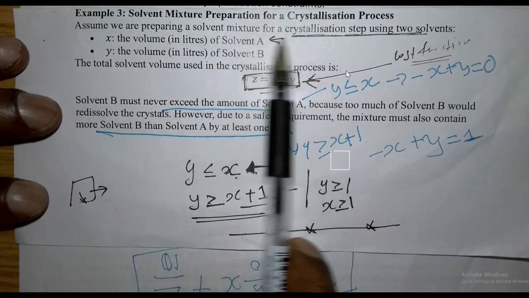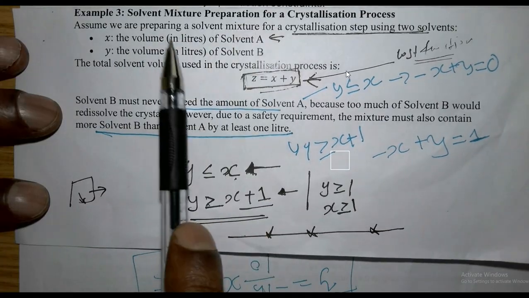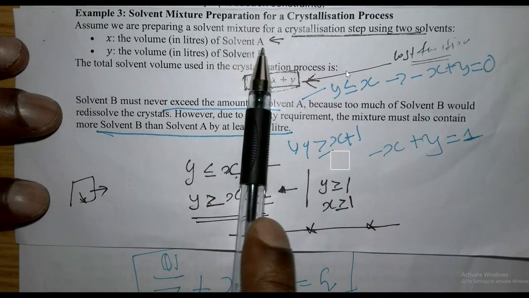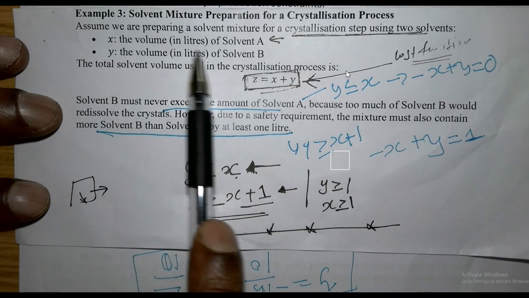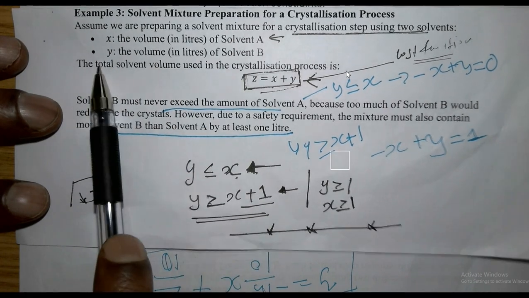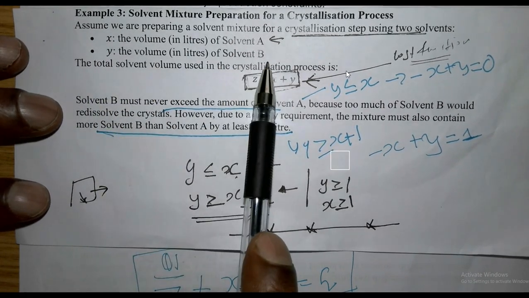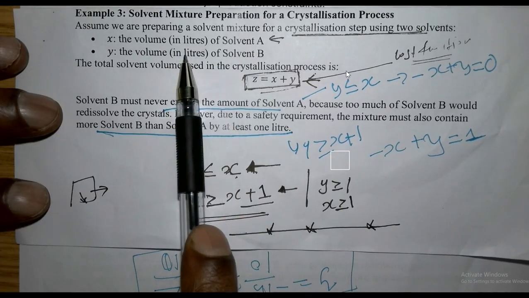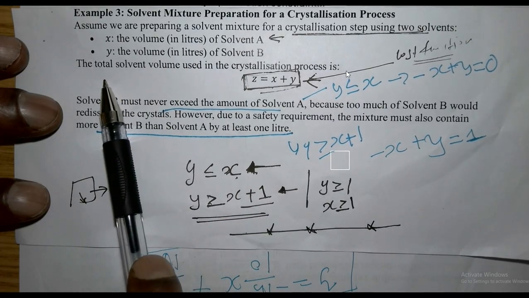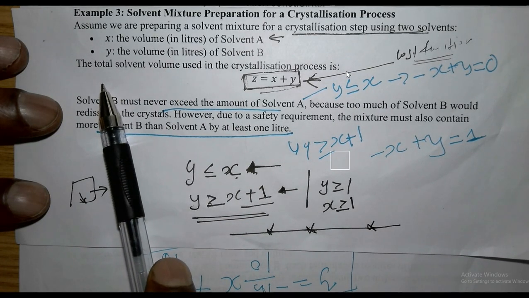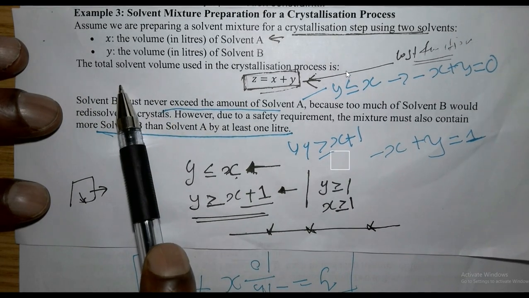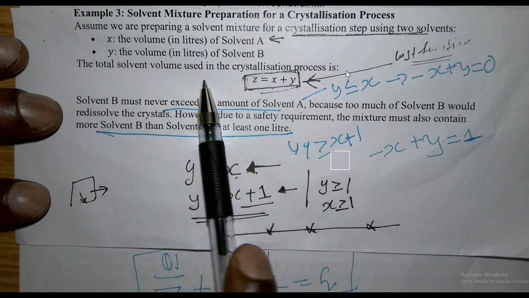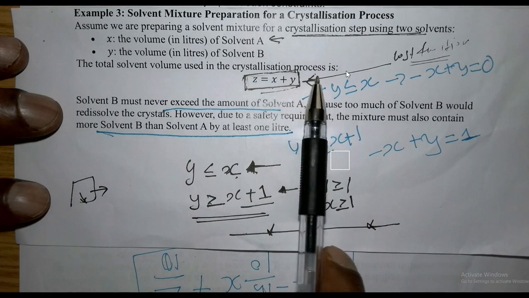So let's say for crystallization you need a solvent mixture made by two solvents, say solvent A and solvent B, and X refers to the volume of solvent A in liters, and Y refers to the volume of solvent B, and we need to mix them to make the solvent mixture. And we have some details. For example, here you have a total solvent volume in the crystallization process.